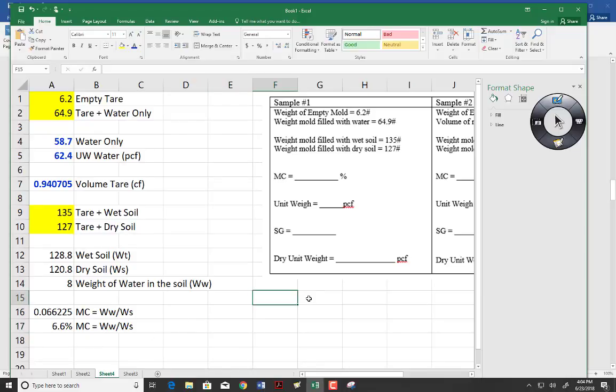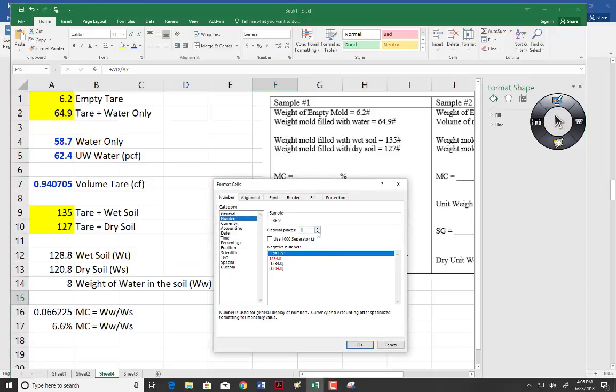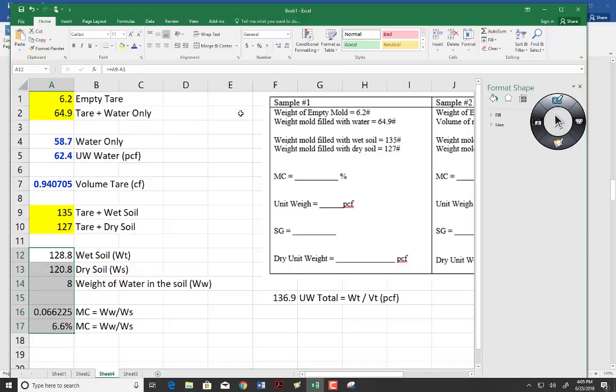So therefore, my unit weight total, right? My unit weight total is going to equal my weight total divided by my volume total. So my unit weight total is my wet soil divided by my volume of my tare. So I get that in PCF, pounds per cubic foot. I'm just going to format this, format cells, number, 1 decimal place. And once again, these are all blue. So 137 would be okay. Yeah, 137 would have been fine. I would like to have seen it in 2 decimal places, but that's fine.